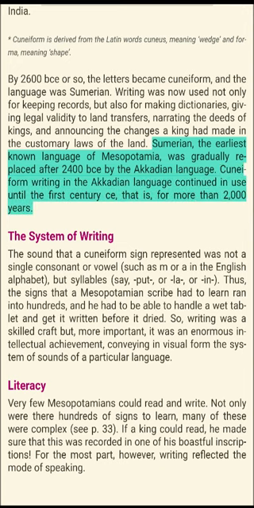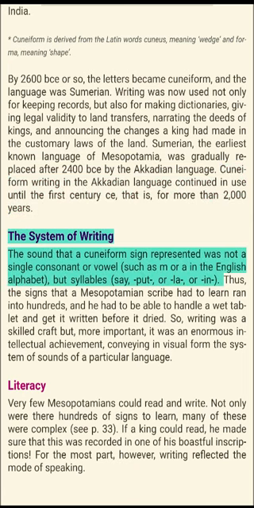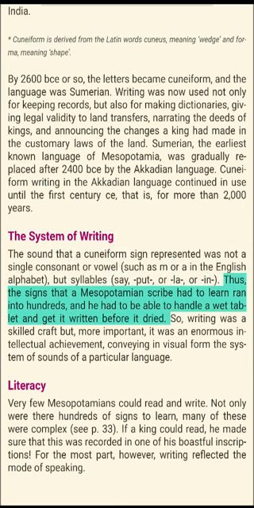Sumerian, the earliest known language of Mesopotamia, was gradually replaced after 2400 BCE by the Akkadian language. Cuneiform writing in the Akkadian language continued in use until the 1st century CE, that is, for more than 2000 years. The sound that a cuneiform sign represented was not a single consonant or vowel, such as M or A in the English alphabet, but syllables, say, put, or la, or in.